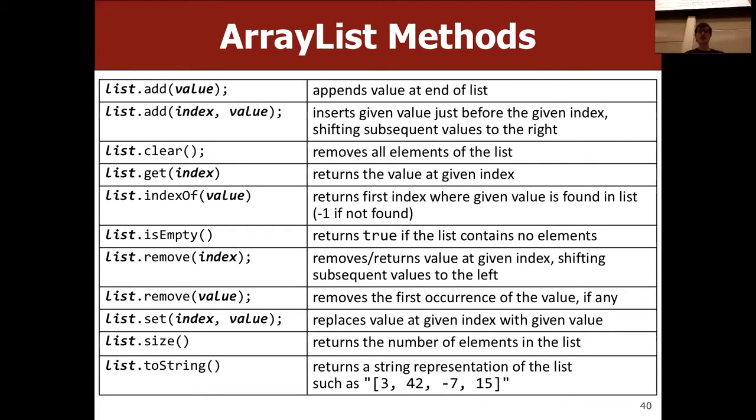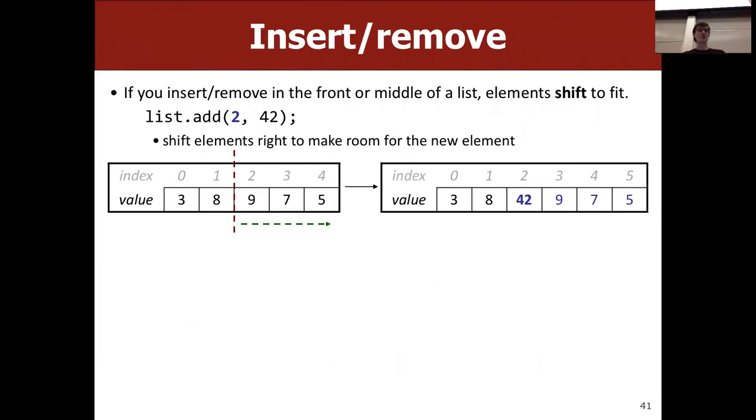One note I want to make about adding and splicing in the middle is that if you insert or remove in the front or middle of the list, the elements will shift to accommodate the new size. So it doesn't zero it out, it just removes it and shifts everything else down. So if you add the number 42 at index 2, for example, it's going to splice it in, and everything else to the right of that, the 9 and the 7 and the 5, are going to shift to the right. So it grows to accommodate it.